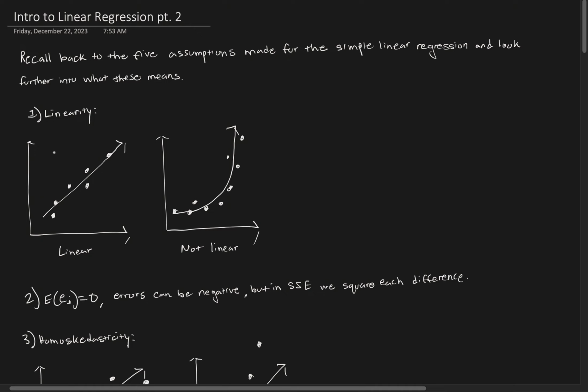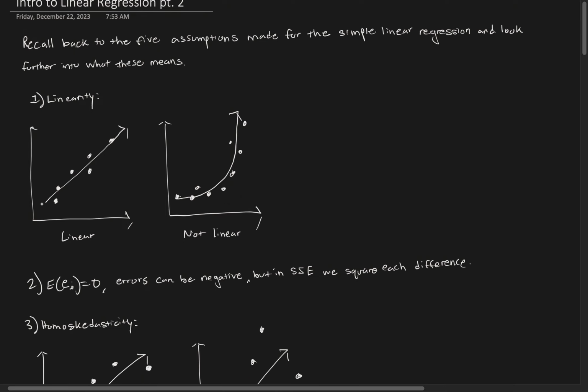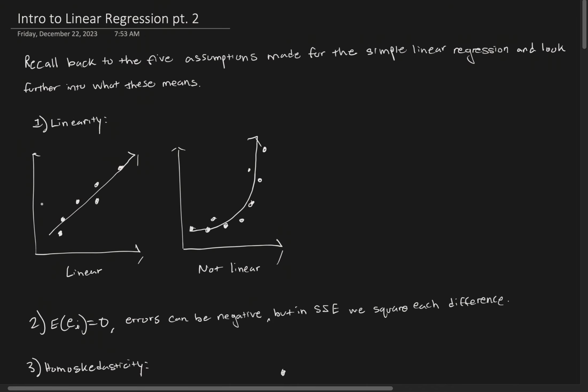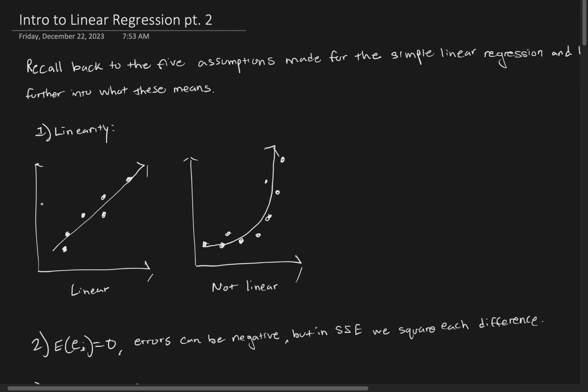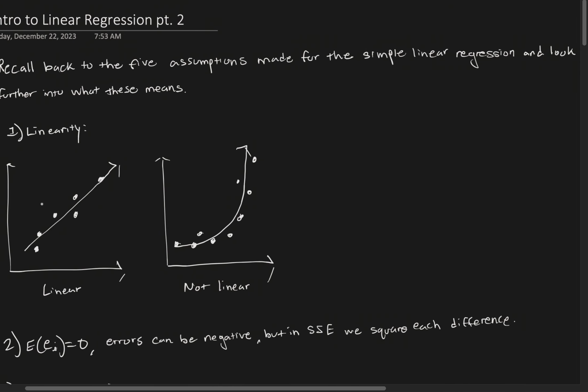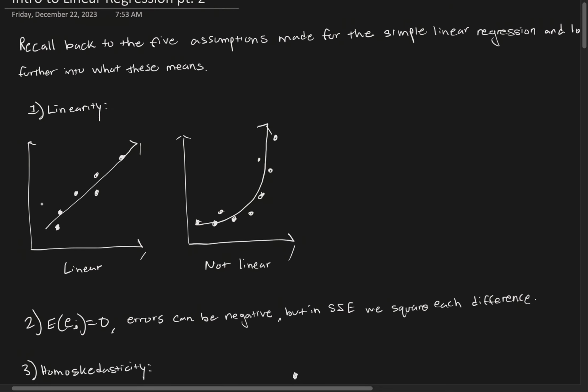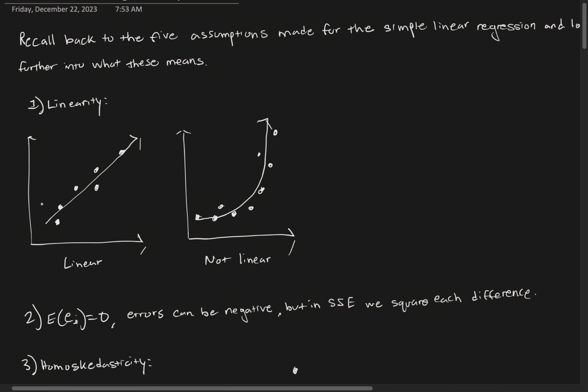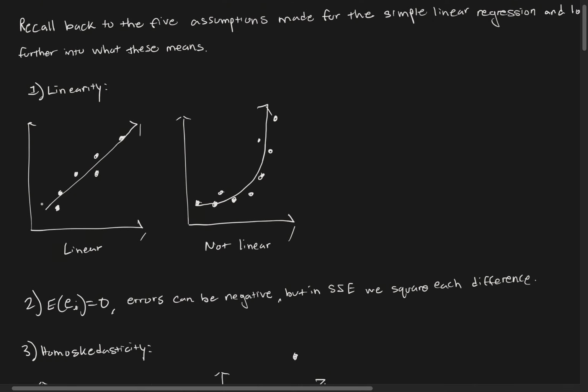Okay, this is part 2 of my video on linear regression, or intro to linear regression. Back in the first video, I made the 5 assumptions of what needs to be required for the simple linear regression. And what I want to do here is look further and make it more clear what these assumptions mean.